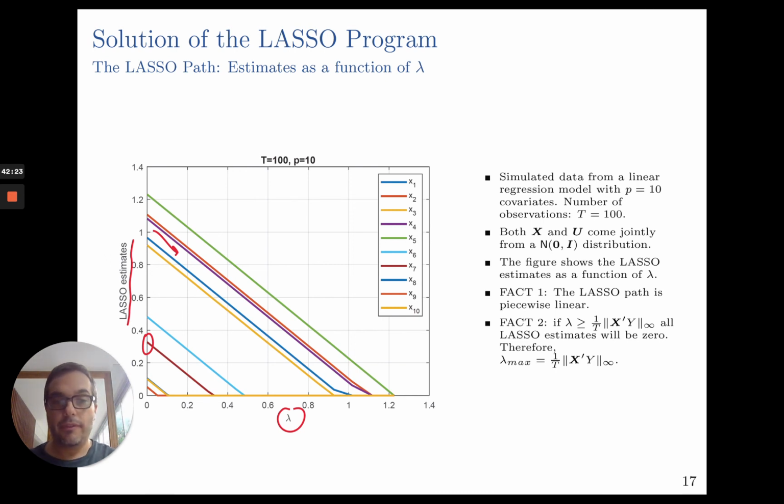This is fact 1. And fact 2, it's possible to compute a threshold where all the coefficients will be equal to 0. If we set lambda larger or equal than 1 over t times the infinite norm of X prime y, so basically the maximum covariance between regressors and observations, all the lasso estimates will be equal to 0. So it's clear what the maximum amount of shrinkage is that you want to include in the model.